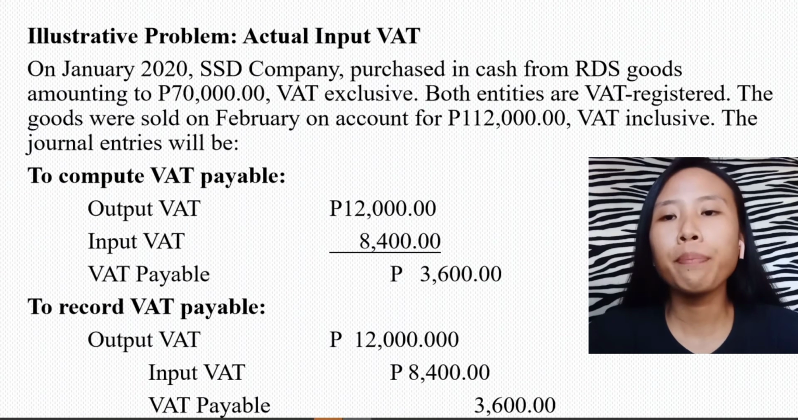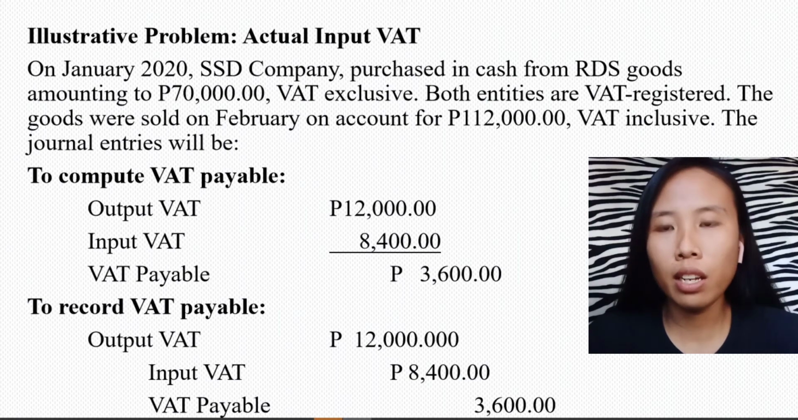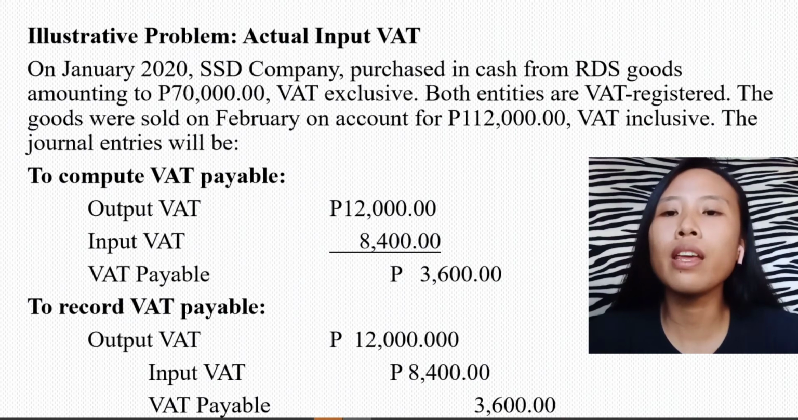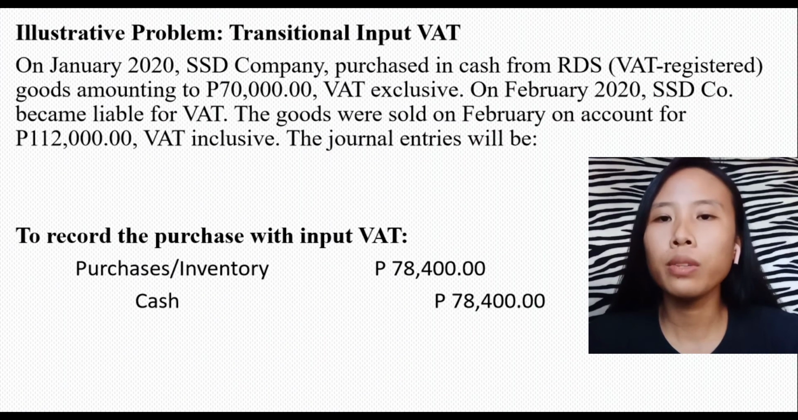To compute VAT payable, we now compare output VAT, which is 12,000, and input VAT of 8,400. So the VAT payable is 3,600. So to record VAT payable, output VAT is debited for 12,000 and then input VAT is credited 8,400 and then VAT payable is also credited for 3,600.